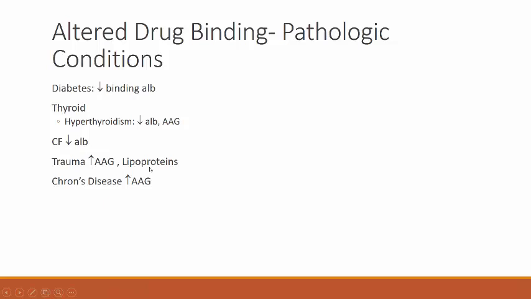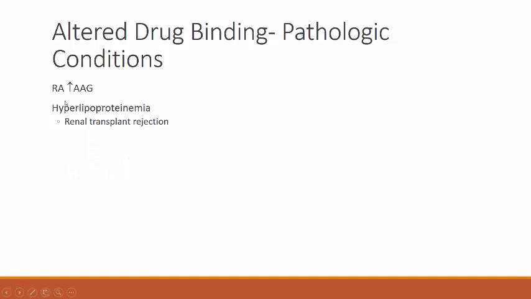You also see an increase in lipoproteins. I'm not sure why. Crohn's disease, again, increase in AAG. This is an inflammatory response. Again, a time of trouble, so you'll see that increase in AAG. Rheumatoid arthritis, increase in AAG.